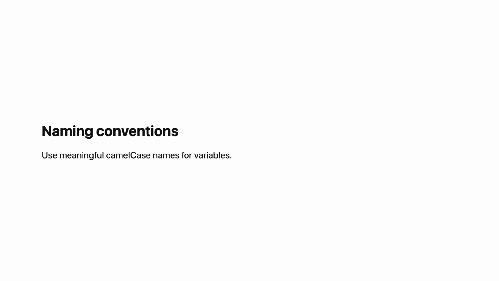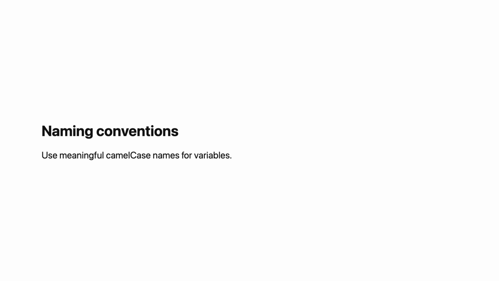Names matter. Kotlin uses camel case for variables and functions. The first word is lowercase. Subsequent words are capitalized. userName, totalCount is valid. Constants use uppercase with underscores, like MAX_SIZE, DEFAULT_TIMEOUT.